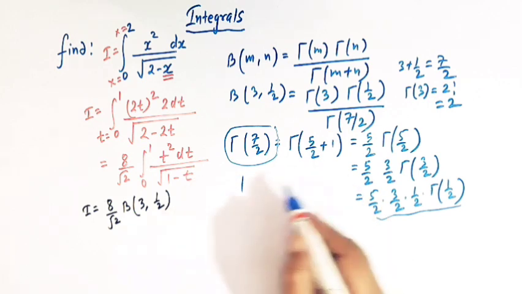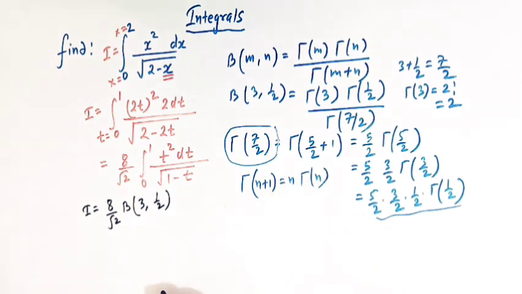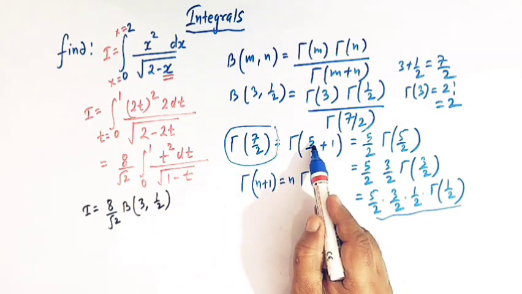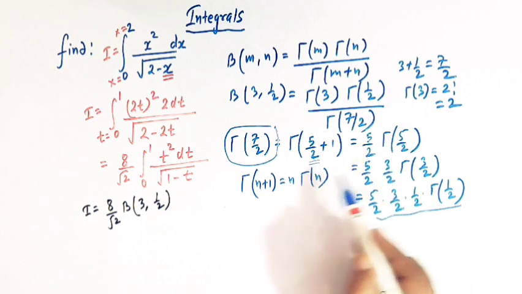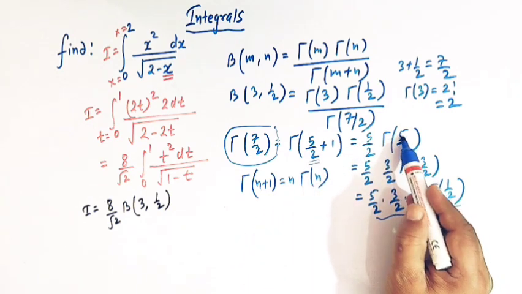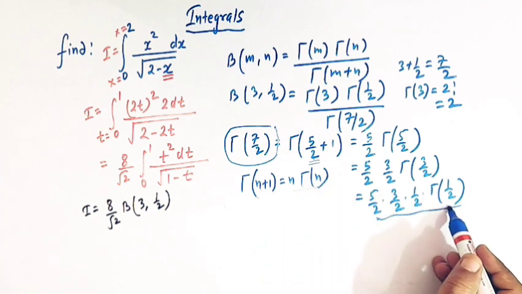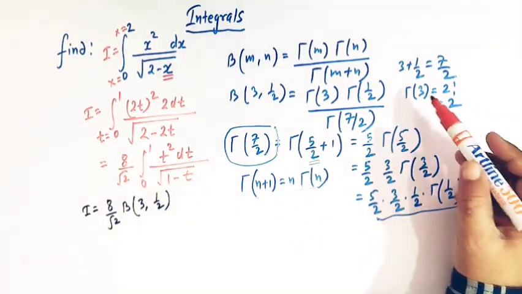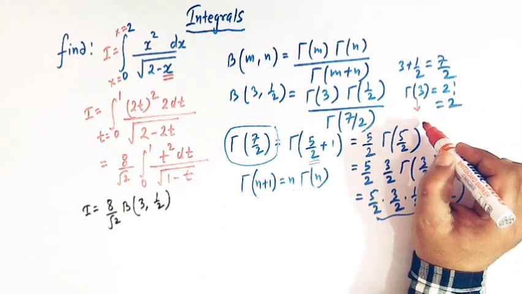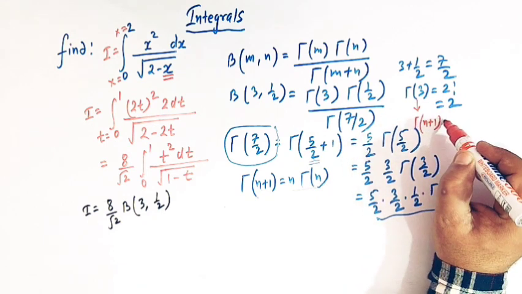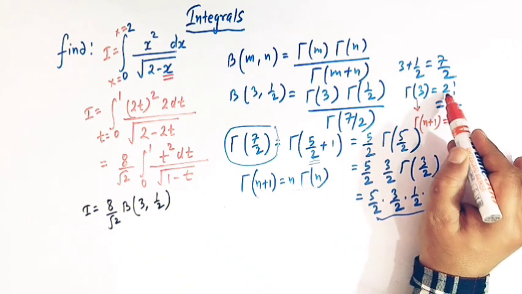Here we have made use of this result, that gamma of n plus 1 is equal to n times gamma of n, right? So here 7 over 2 we have written as 5 by 2 plus 1, so our n is 5 by 2, so we have 5 by 2, that is n, times gamma of n, that is gamma of 5 by 2. So successive application of this formula leads to this expression, right? And here we have written gamma of 3 as 2 factorial. 2 factorial is simply 2, and here we have made use of this result, that gamma of n plus 1 is equal to n factorial, right? So 3 can be written as 2 plus 1 and n is 2, so we have 2 factorial, right?